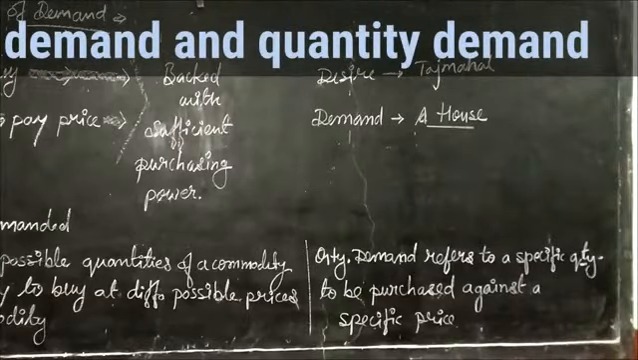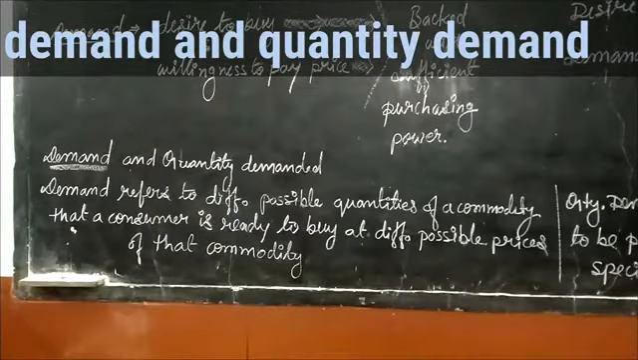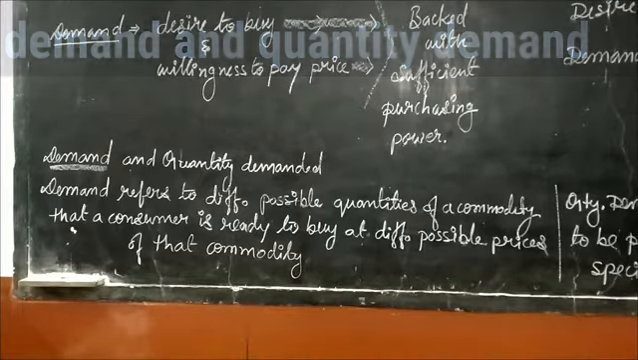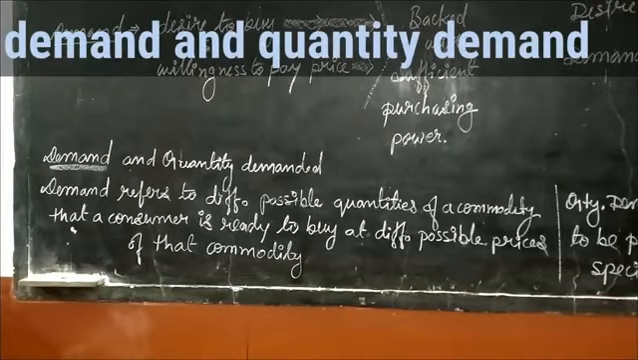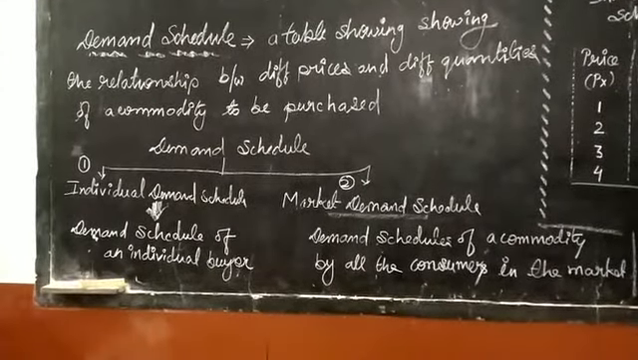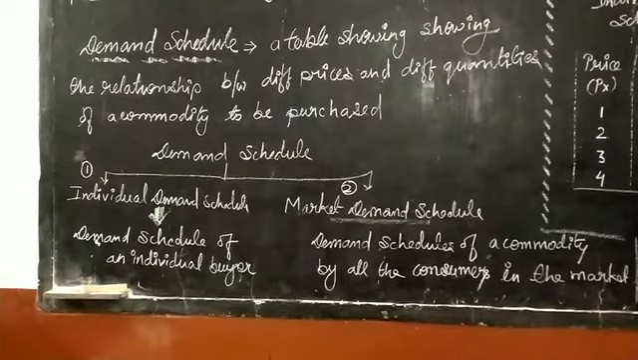Demand refers to the quantities which a consumer is ready to buy at different possible prices. Quantity demanded refers to a specific quantity which is demanded at a specific price of a commodity. Individual demand schedule means the demand schedule of an individual buyer, and market demand schedule means the demand schedule for a commodity of all the buyers present in the market.